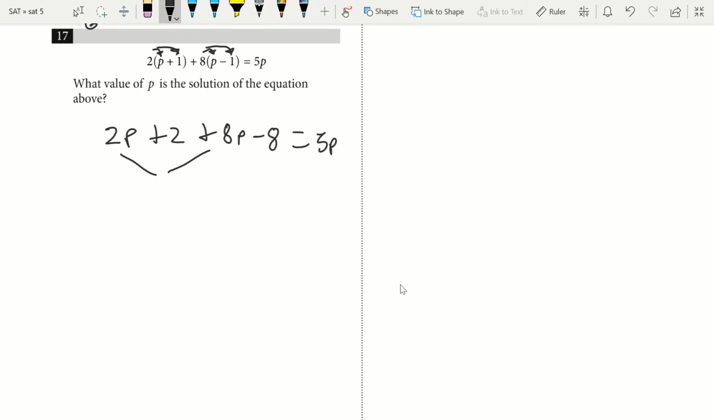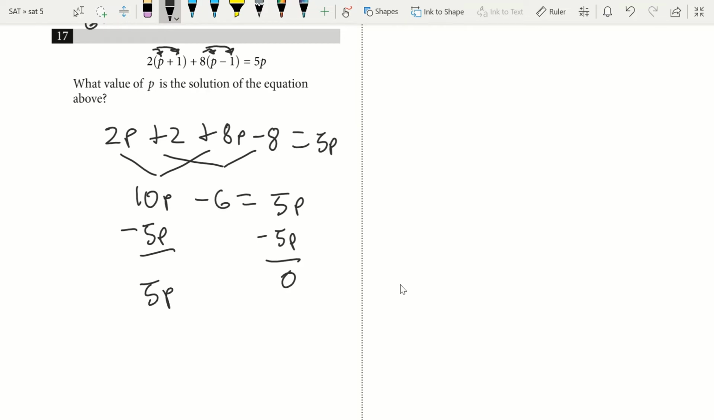Well, we can go ahead and do our 2P plus our 8P. That's going to give us 10P. We'll do our 2 minus our 8, minus 6, and that will equal 5P. Go ahead and we will subtract 5P from this side so we keep P positive. Subtract 5P from our other side. 10P minus 5P gets us 5P. We add 6 to each side, and we get 5P equals 6.